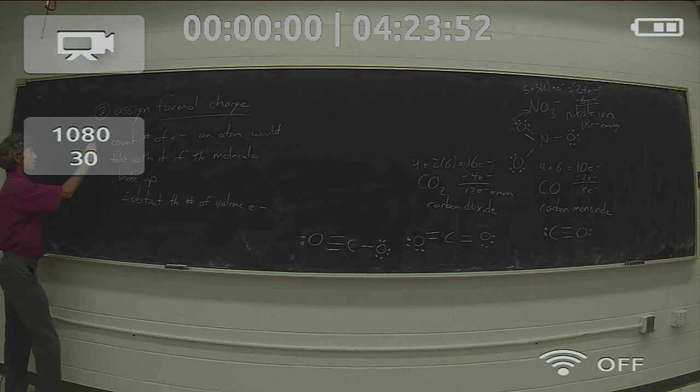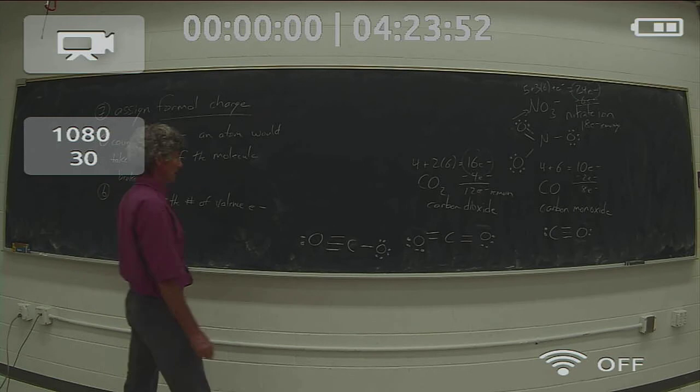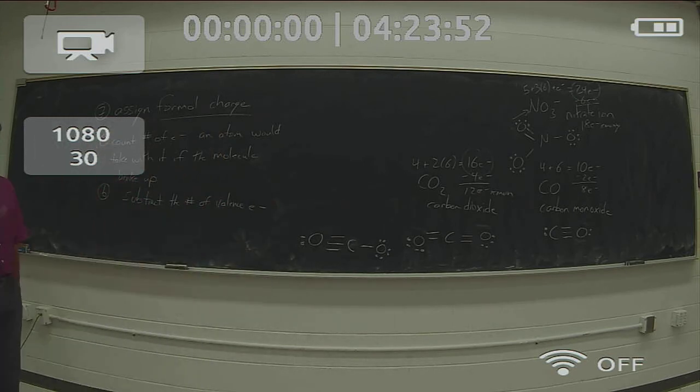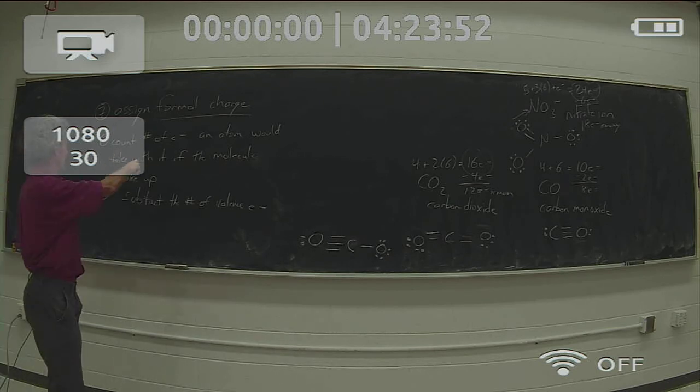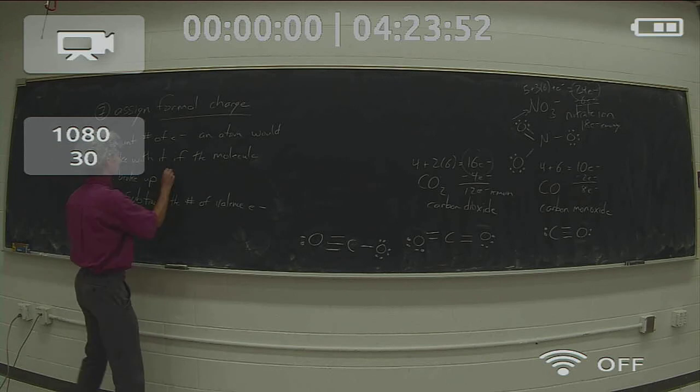So 7A, count the number of electrons the atom has. 7B, subtract from that the number of valence electrons, the number of electrons it brought with it. When the atoms bond, each of them is going to take half of the electrons that it's bonding. So the number of electrons the atom will take with it if the molecule breaks up is all of the lone pairs.